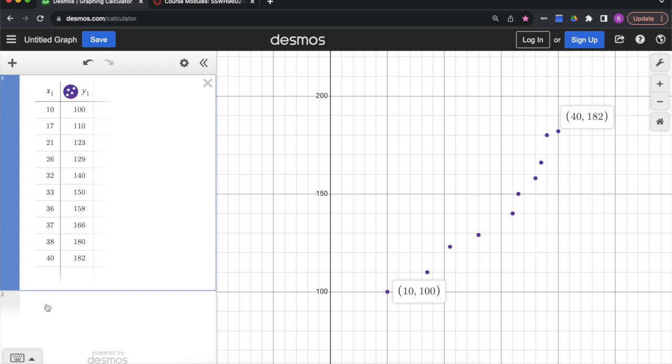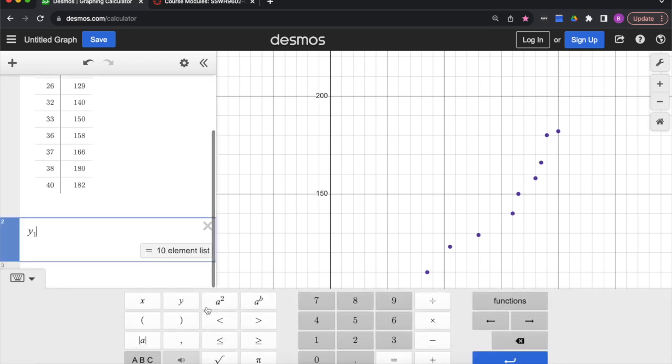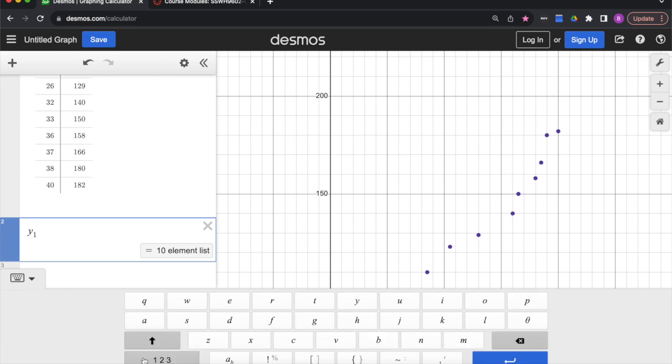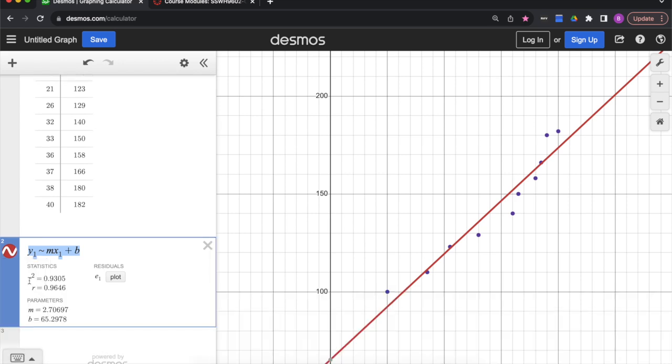So what we're going to do now is learn how to find the correlational coefficient using this data. You're going to be typing this formula here, and you have to do it exactly. It's going to be y1, and then instead of an equal sign, it's like y equals mx plus b, but you're going to change just a few things. So y1 approximation point mx1 plus b, and this is what you're going to type in to get the stats that you need for these problems.